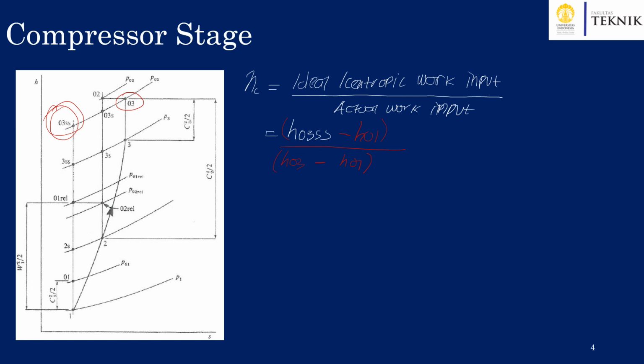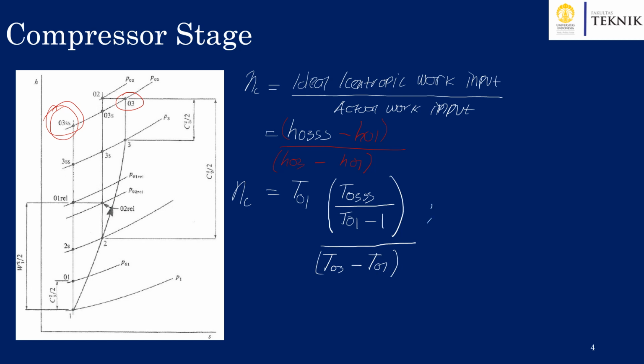Or if not writing it as a function of total enthalpy, we can also write down the equation of isentropic efficiency as a function of temperature, which becomes the temperature at the inlet of the rotor multiplied by the ratio of the enthalpy at point 3 SS divided by the temperature at the inlet, minus 1. We can divide this with the temperature difference between the outlet of the stator and the inlet of the rotor.